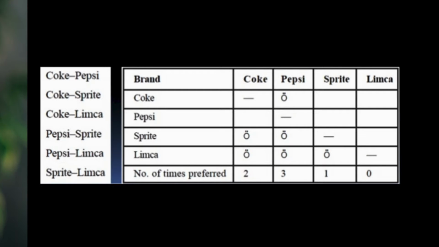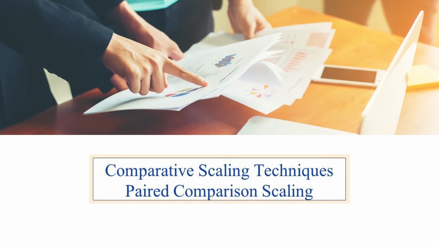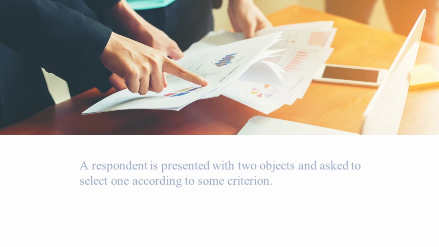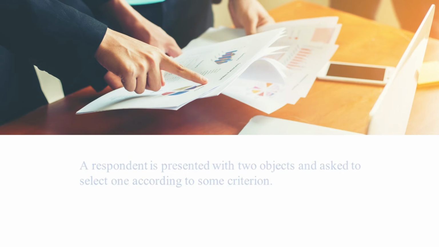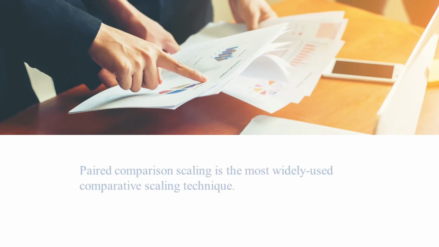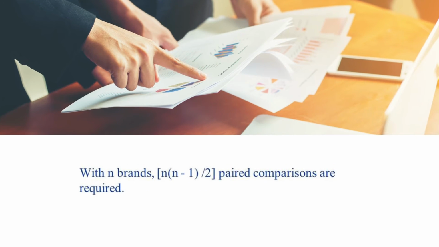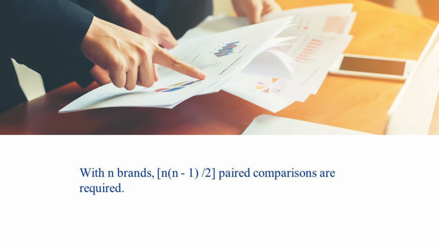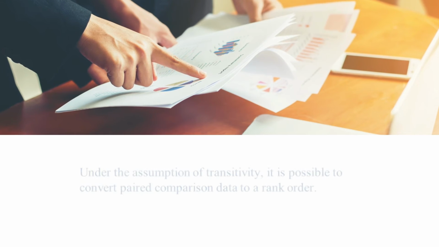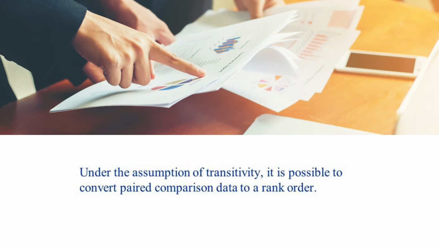So this is the way by which we can pair. If you talk about the comparative scale technique vis-a-vis the paired comparison scale, a respondent is presented with two objects and asked to select one according to some criteria. The data obtained are ordinal in nature. Paired comparison scale is the most widely used comparative scaling technique. With n brands, n(n-1)/2 paired comparisons are required. Under the assumption of transitivity, it is possible to convert paired comparison data to a rank order.